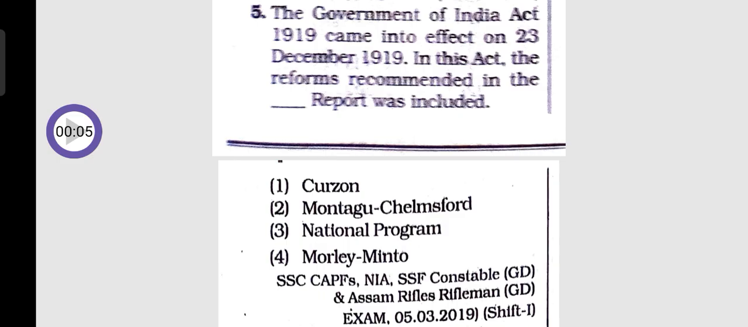Question number 5. The Government of India Act 1919 came into effect on 23rd December 1919. In this act, the reforms recommended in the which report were included? Option 1, Curzon report. Option 2, Montagu-Chelmsford report. Option 3, National Program report. Option 4, Morley-Minto report. So the answer is option 2, Montagu-Chelmsford report.